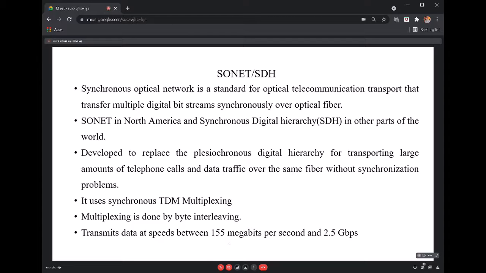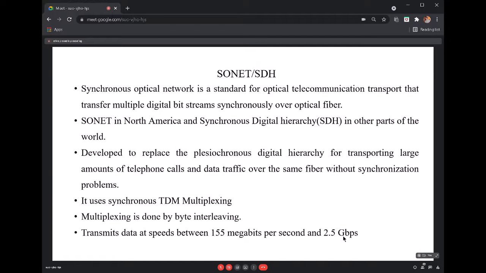So already I have done in computer network what is bit interleaving and byte interleaving, right? So this multiplexing is basically done using byte interleaving. The transmission speed is from 155 megabits per second and it extends up to 2.5 Gbps. The basic structure is a two-dimensional structure. I have not written it because I think you have already studied these things in computer network.